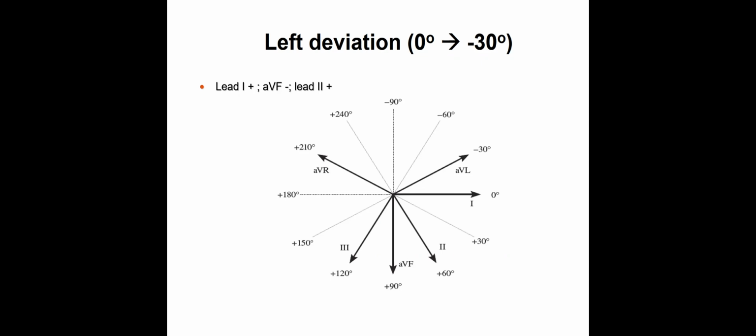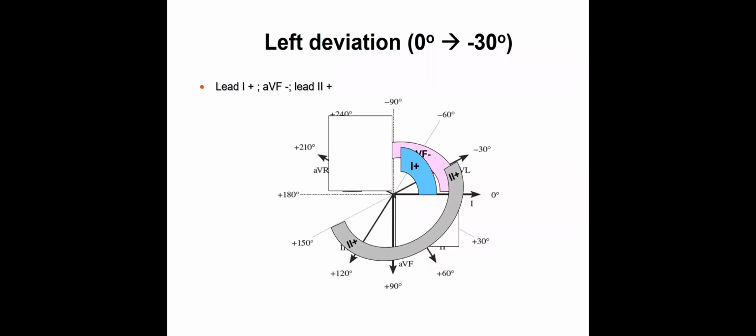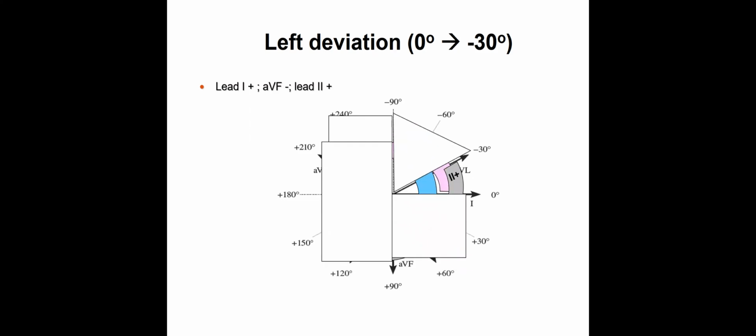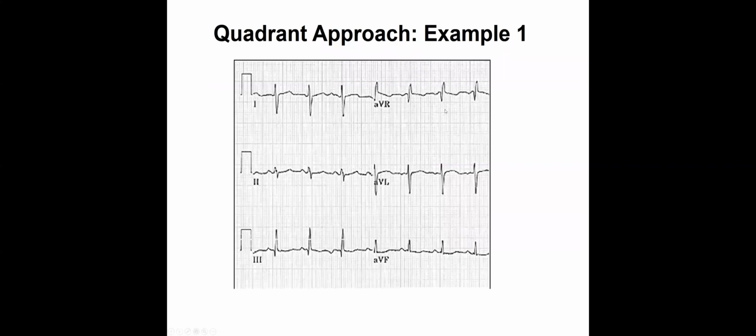Okay. Now, this is what we said before. That's a left deviation. And lead number 2 is positive. So this area is that one. Okay. All right. Now, let's see this one first.